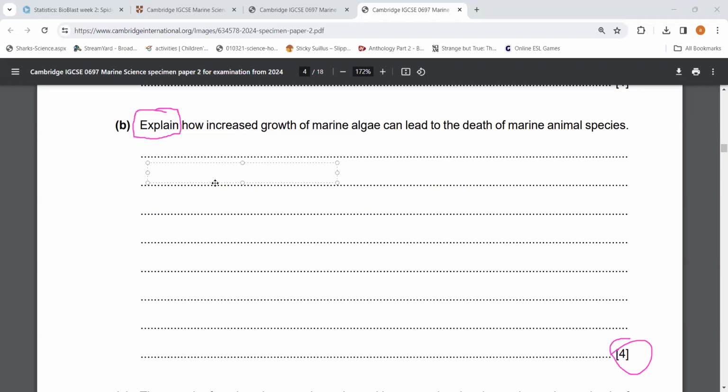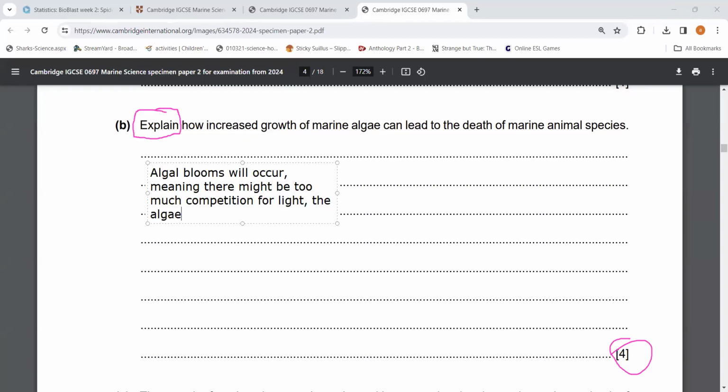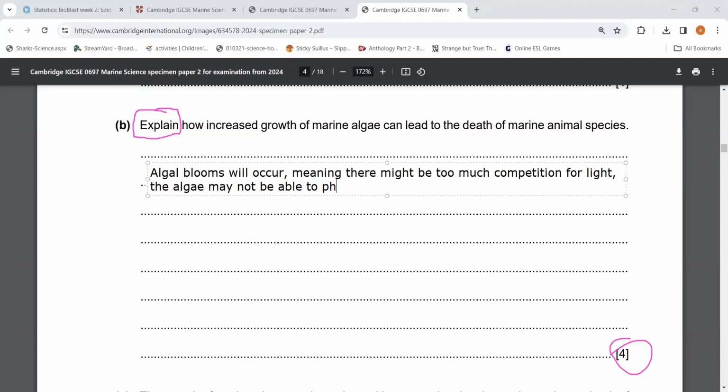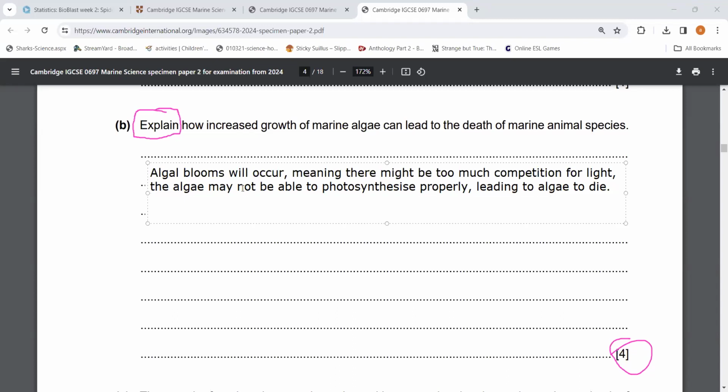Okay, so I might say something like, algal blooms will occur. Okay, because that's our first bit. So what is happening if we have increased growth of marine algae? If we have algal blooms, this basically means there might be too much competition for light. The algae may not be able to photosynthesize, leading to the algae dying.